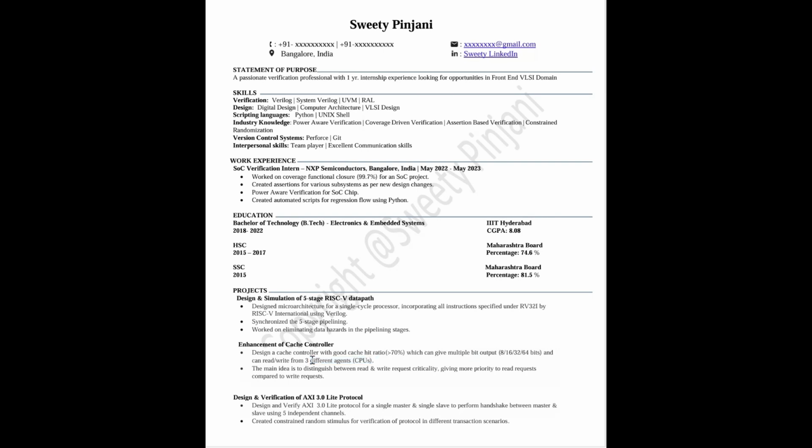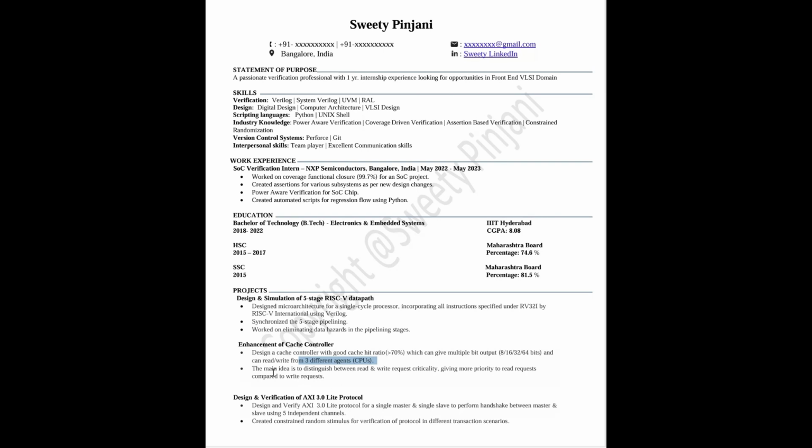Again, we have used lot of keywords. Cache controller is a keyword in itself. Hit ratio is a keyword. This percentage which they have achieved is a keyword. Multiple bit output is a keyword. These numbers are the keywords. 3 different agents or CPUs is a keyword. Mostly we are describing our project with the help of keyword.